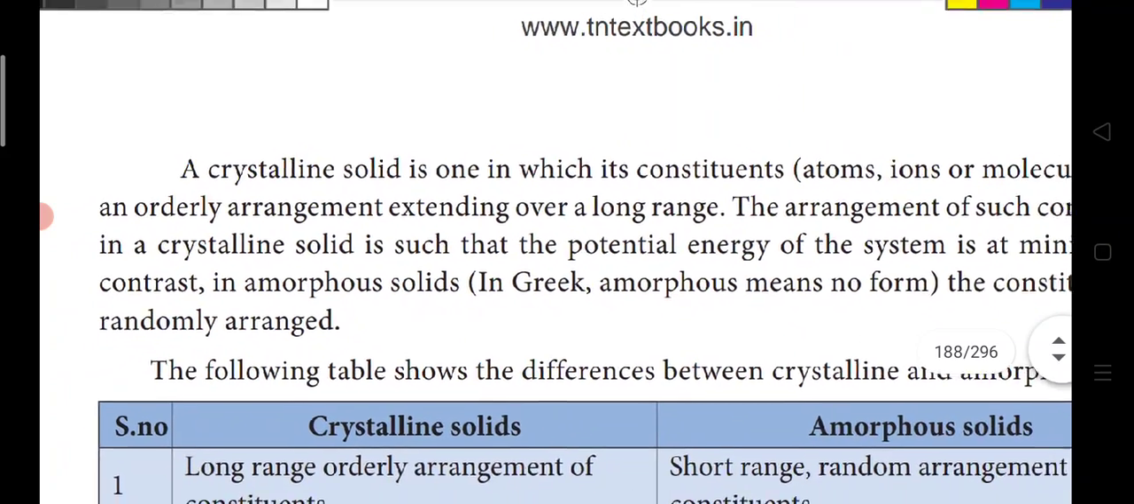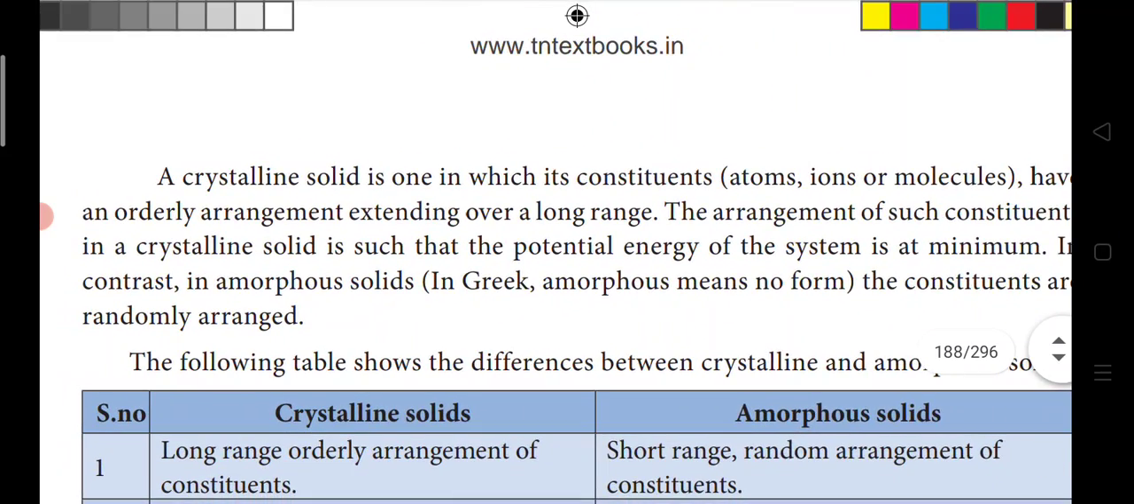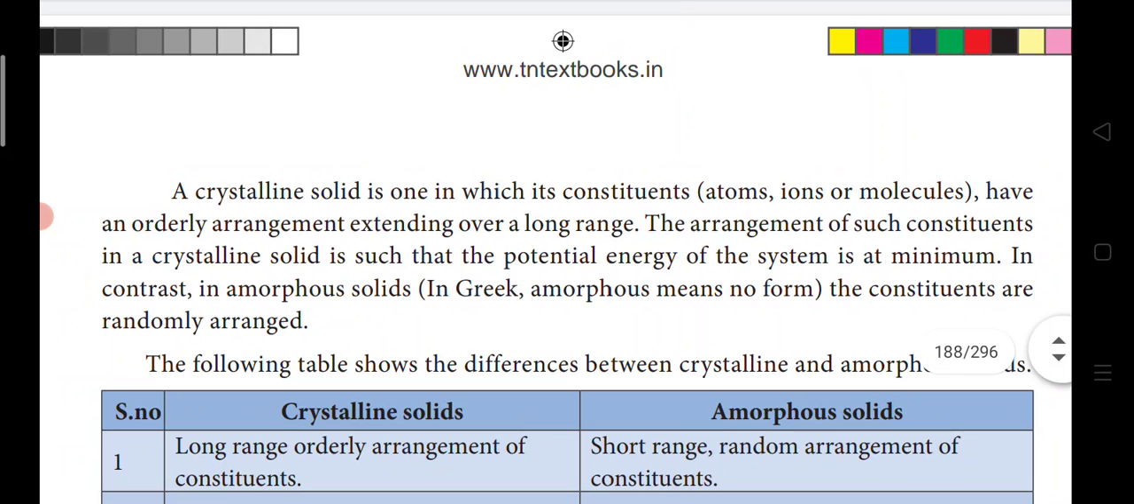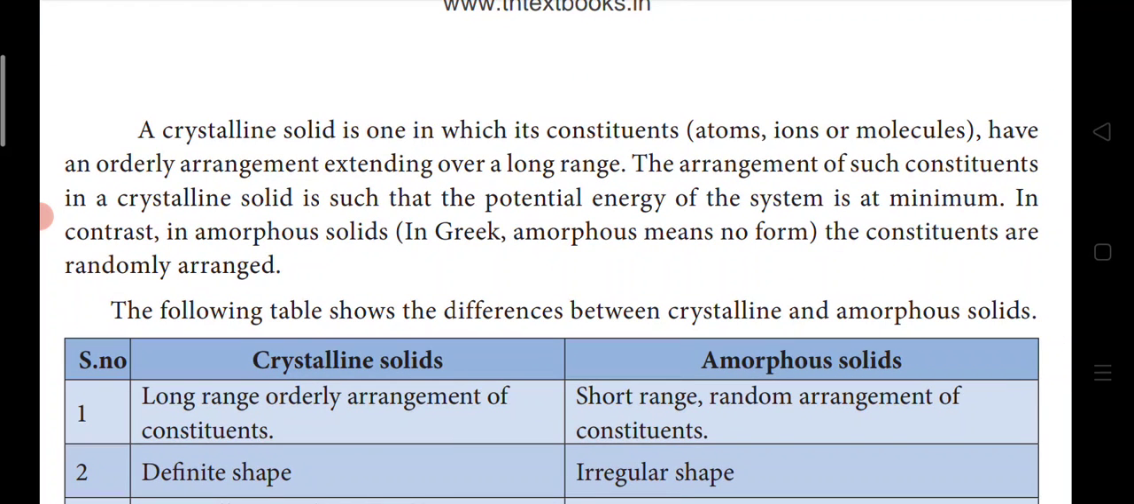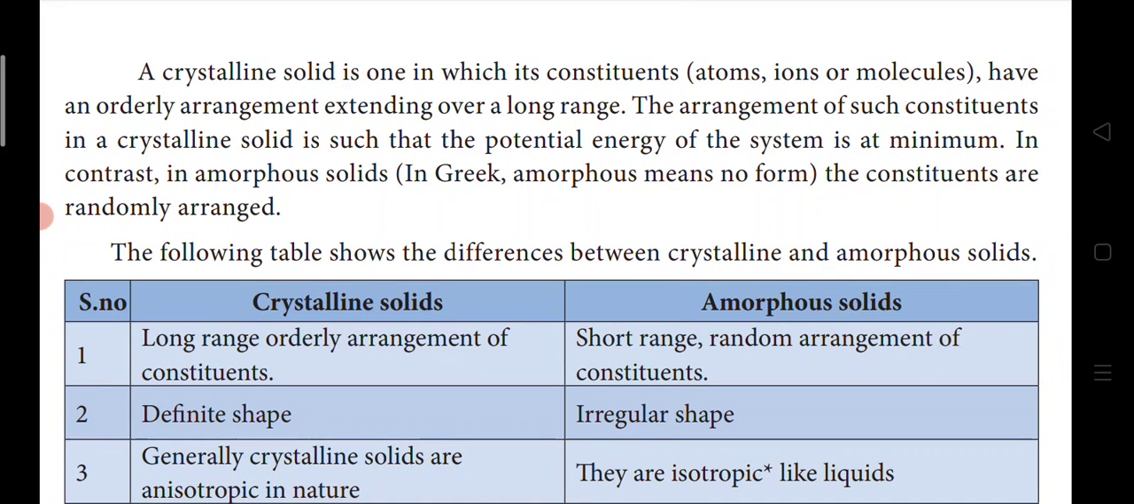Next, if you see what is meant by crystalline solid, this is a definition you can see here. A crystalline solid is one in which constituents have orderly arrangement extending over a long range. The arrangement of such constituents in a crystalline solid is such that the potential energy of the system is at minimum. Because they are ordered and arranged, their potential energy for a system is minimum. In contrast, amorphous solids will have more potential energy, which means in amorphous solids the constituents are randomly arranged.